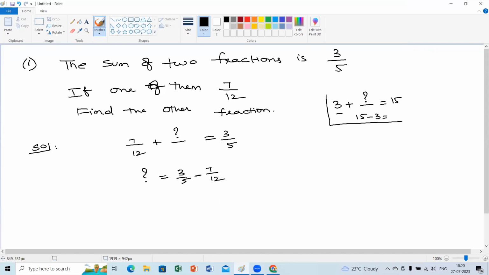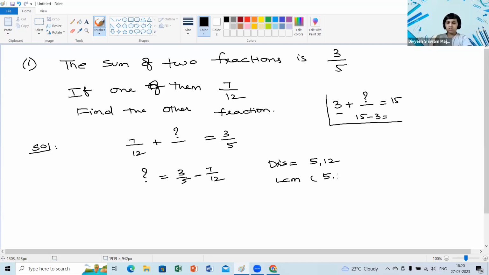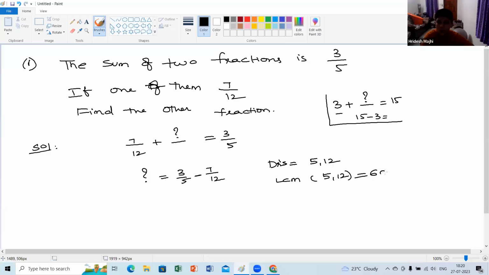Shivnam, good. Now, what are the denominators here? 5 and 12. What is the LCM of 5 and 12? Ma'am, 60. Very good. Why is it 60, Deepika? Ma'am, because 5 twelves are 60 and 12 fives are 60.